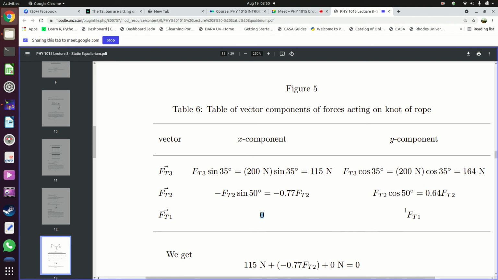Then this side, on top of this, you're going to have FT1 sine 270 degrees. That's going to give you minus FT1. Are we clear? Sine 270 degrees is going to give you a minus, so this one is supposed to be minus FT1. So can we make that correction? Has the correction been made?